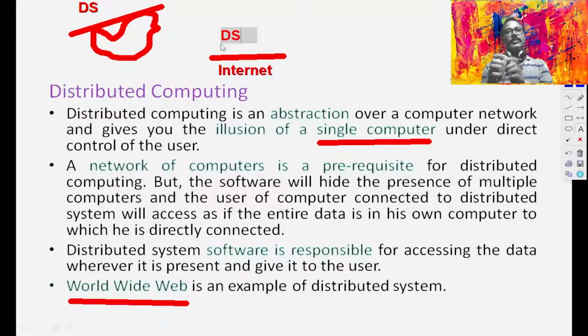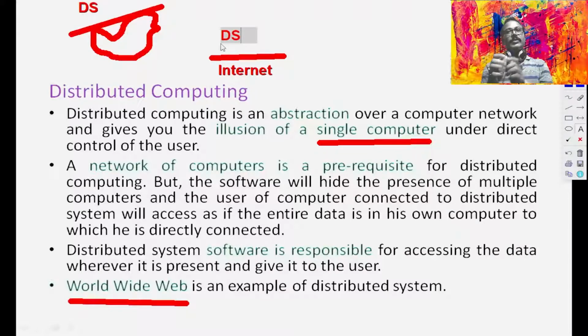So over the internet you have this distributed system. A distributed system is a software actually. It provides you the illusion of a single computer. That means it finds the information wherever it is available and gives it to you. That is hidden from you.